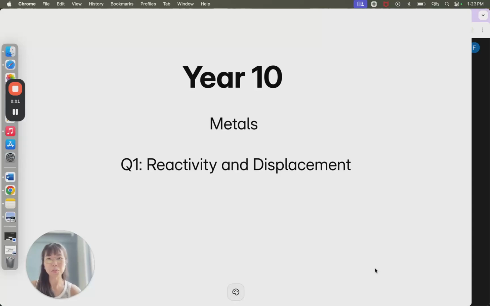Hi, we're going to do Year 10 Metals, and this first question is just going to be 5 marks, but it covers reactivity as well as displacement of this chapter. Now, with this chapter of metals, you would need to know and remember, basically memorize, the reactivity of metals, and this is how it will look like, okay?